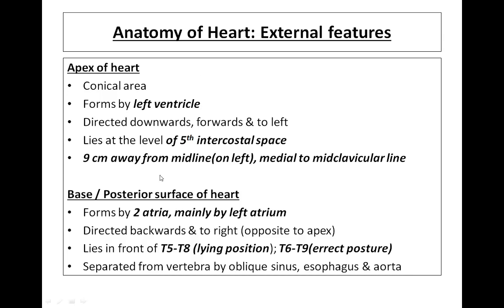Then it lies at the level of the fifth intercostal space. If we count the ribs, then we can feel the palpation of the heart, or the pulsation of the heart, at the level of the fifth intercostal space. It is just left, lateral to the sternum, up to the posterior aspect. So there is some demarcation. So what is that demarcation?